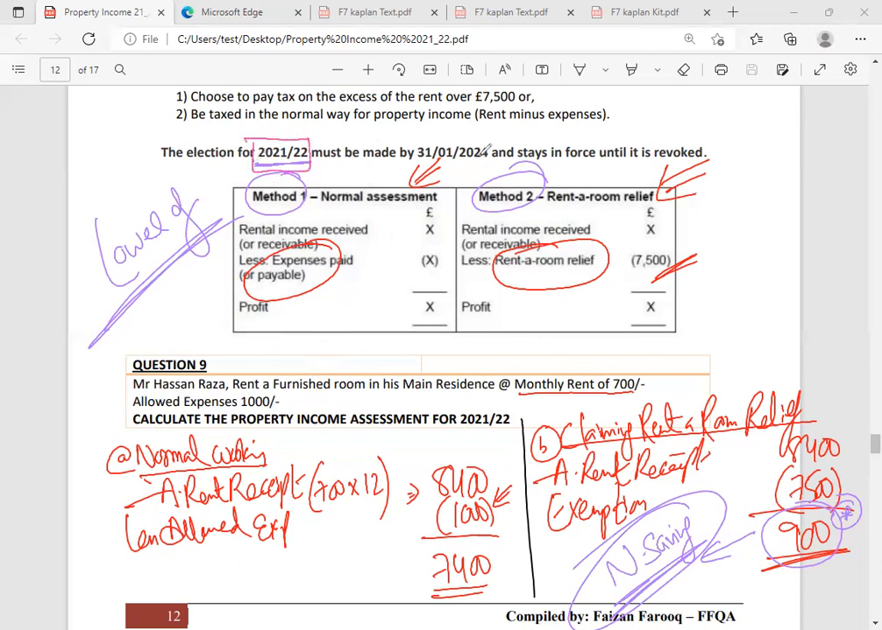There is a very important date, you must remember it. For the tax year 21-22, you have to inform the government that you are claiming room relief by 31st January 2024. Means you need to inform government, hey government, I am claiming room relief. The last date to claim the room relief for the tax year 21-22 is 31st Jan 2024. This is rent a room relief and working and date. Any questions, please?